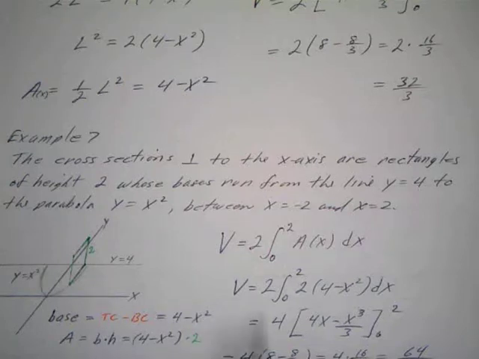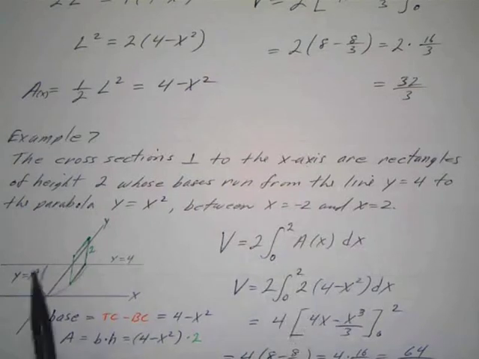Now, the area of a rectangle is base times height. Now my base will vary, 4 minus x squared, but my height will always be 2. So this is my area. So I just put this in my formula. And again, what I did was, there is a symmetry. So instead of going from -2 to 2, I just right away went from 2 times 0 to 2. So I applied that symmetry. It's the same thing as going from -2 to 2.